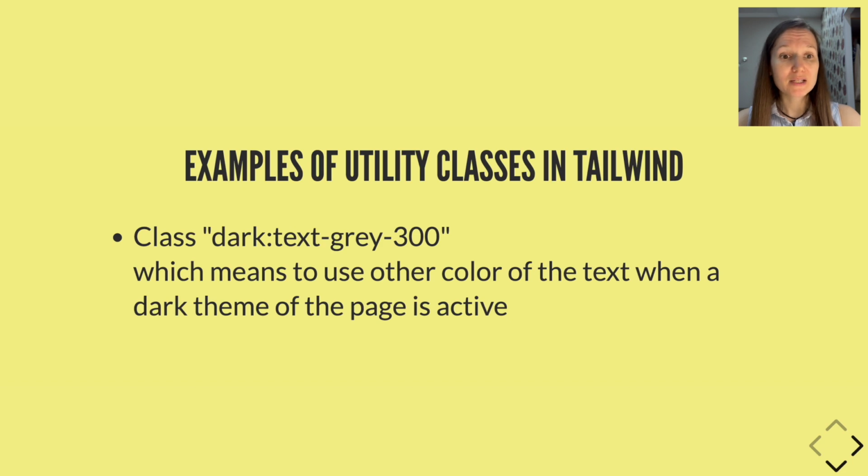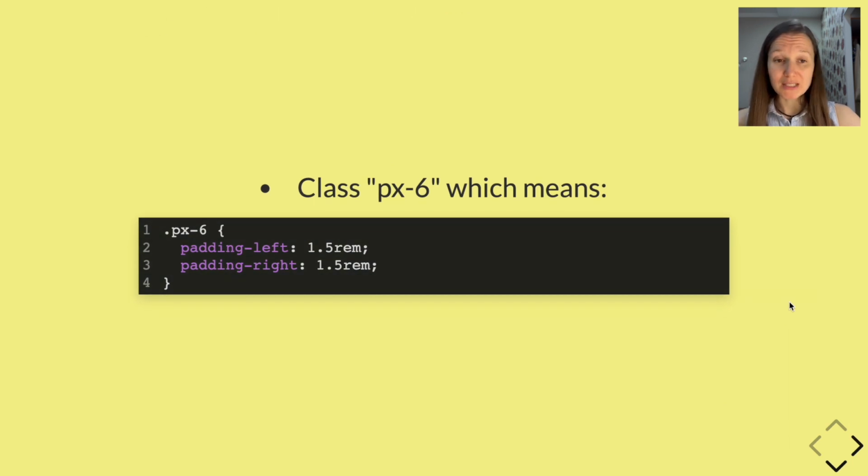The first example, class dark:text-gray-300, which means that when our system works in dark mode, like a dark theme, which can be changed systematically or by the choice of the user, our element will automatically change to this style of text. Second example, class px-6. It's pretty simple, and it gives our element padding on both sides, on the left side and on the right side.